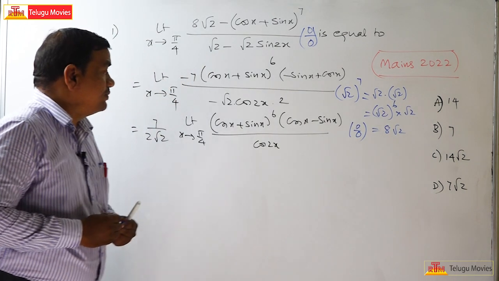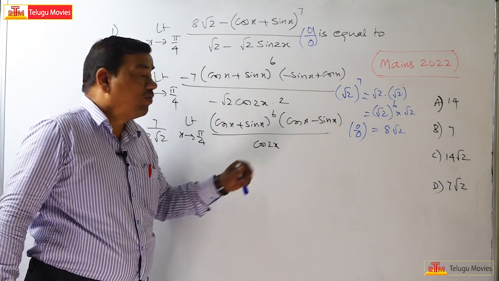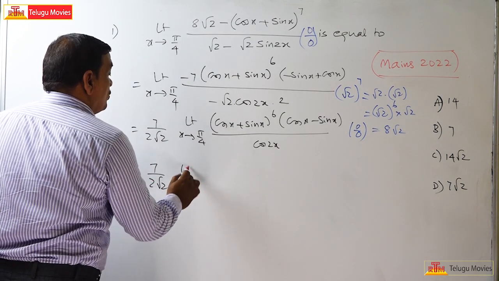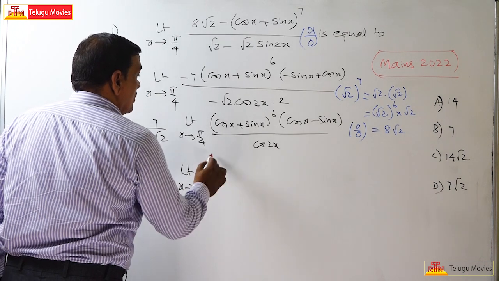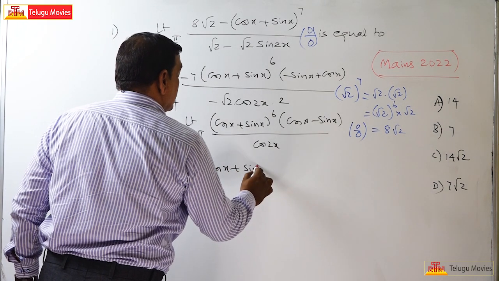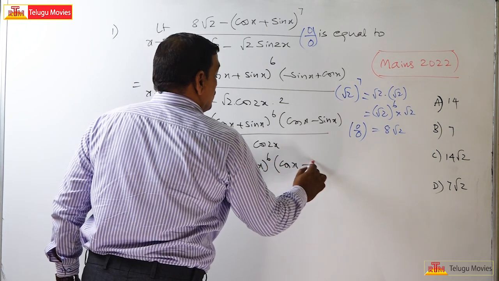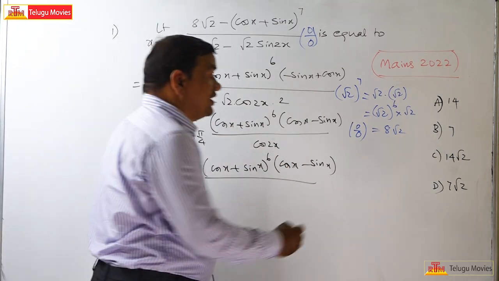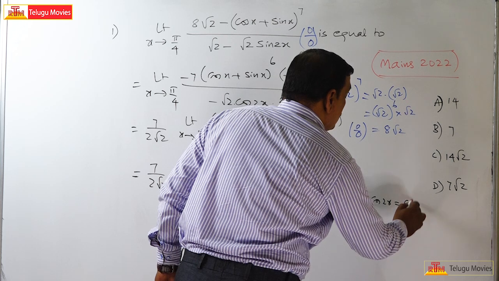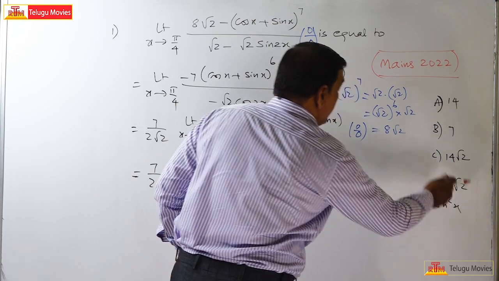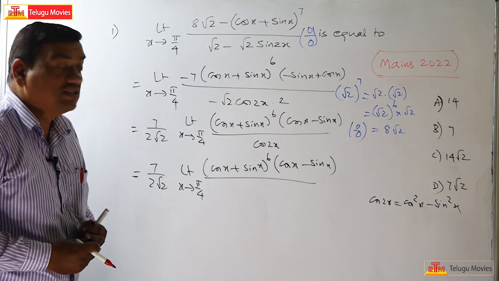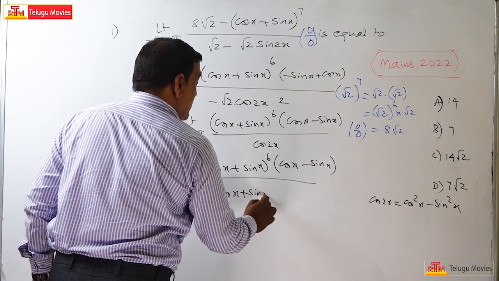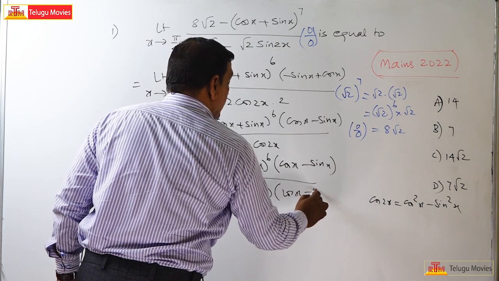Now before doing L'Hopital rule, let us see one more simplification we can do. 7 by 2 root 2, limit x tends to pi by 4 of (cos x plus sin x) whole to the power of 6 into (cos x minus sin x) by cos 2x. Cos 2x we have the formula: cos square x minus sin square x. Very basic formula. Cos square x minus sin square x means a square minus b square, that is (cos x plus sin x) into (cos x minus sin x).